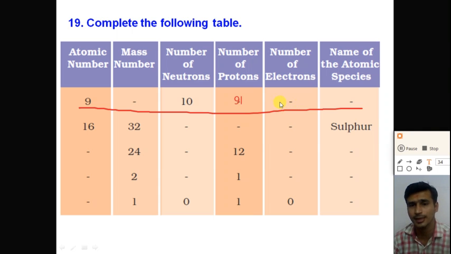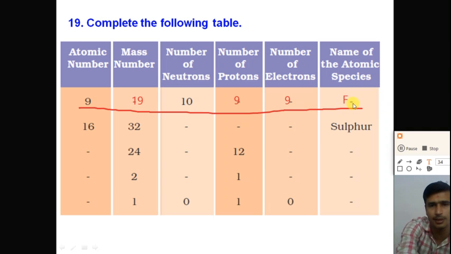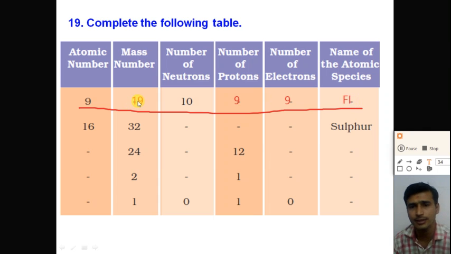An atom is electrically neutral. Number of protons and number of electrons are the same, right? So the number of electrons in this element is also 9. And mass number, what is the mass number? Mass number is the total number of protons and neutrons. So here the number of neutrons is 10 and the number of protons is 9. So the mass number is 19, right? So the element with atomic number 9 and mass number 19 is fluorine, right?